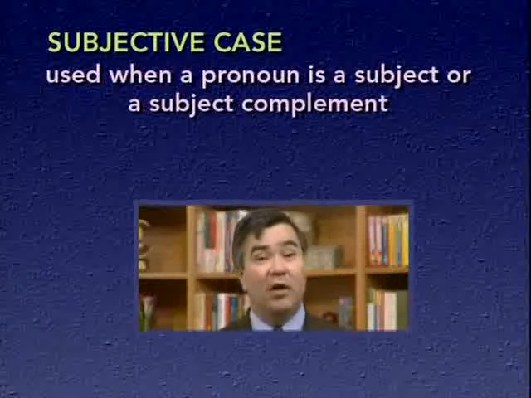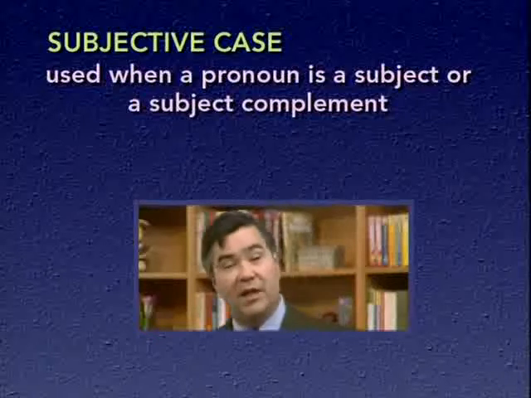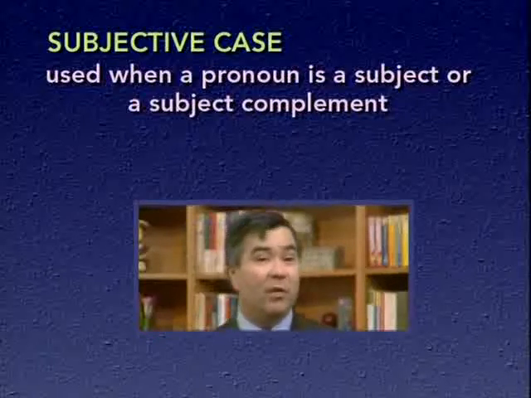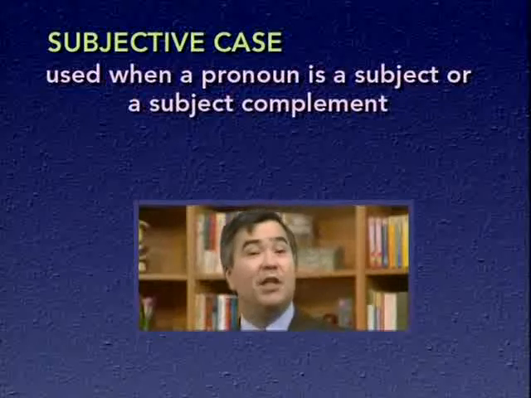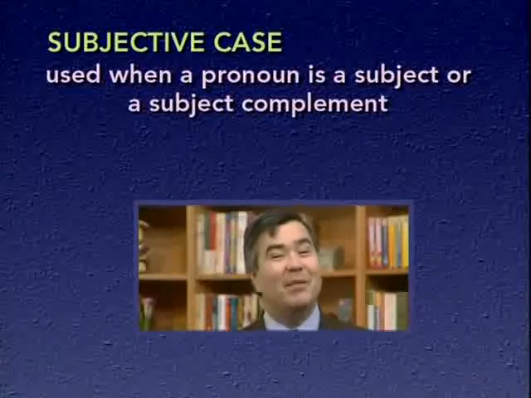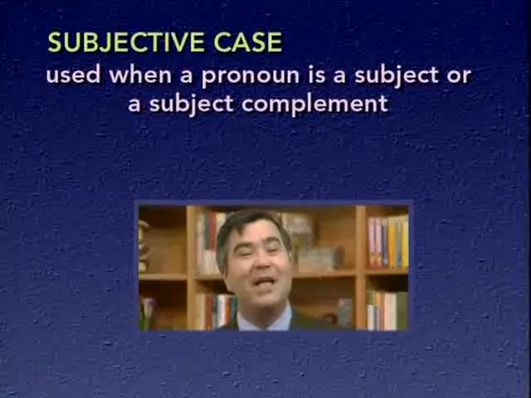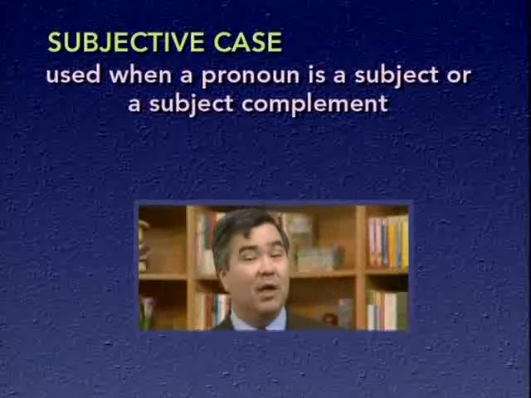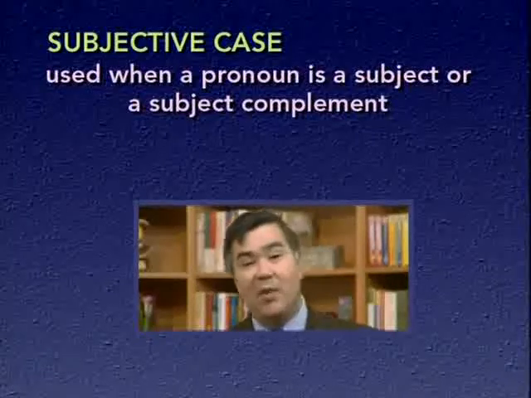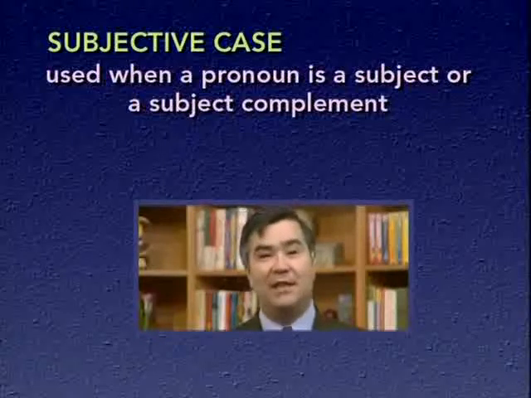Now, you might recall that there are two main types of verbs, verbs of action and verbs of being. When a verb of being appears in a sentence, it is sometimes followed by a subject complement. A subject complement is a noun or pronoun that refers back to the subject of the verb and gives more information about the subject of the verb. When a pronoun is used in that way as a subject complement, it should also be in the subjective case.